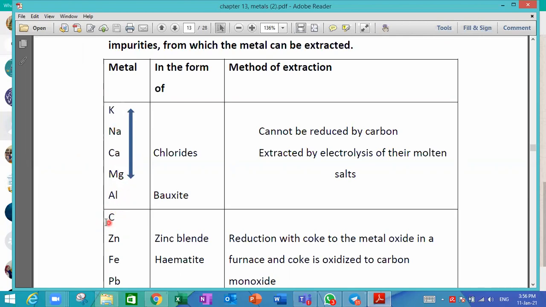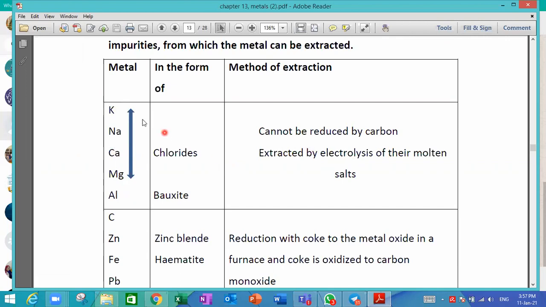than carbon, this means that they cannot be extracted by reduction with carbon or carbon monoxide. They must be extracted by a way that is called the electrolysis method, as we have taken it in chapter 5, the electrolysis. So they cannot be reduced by carbon and they will be extracted by electrolysis. Of course, in the form of molten salts.